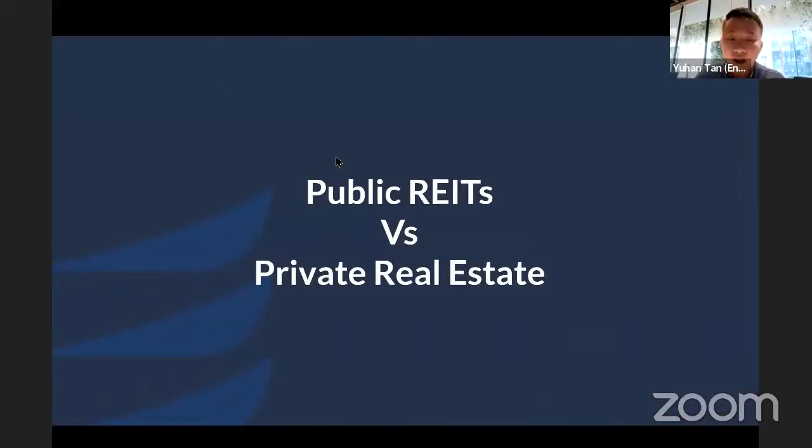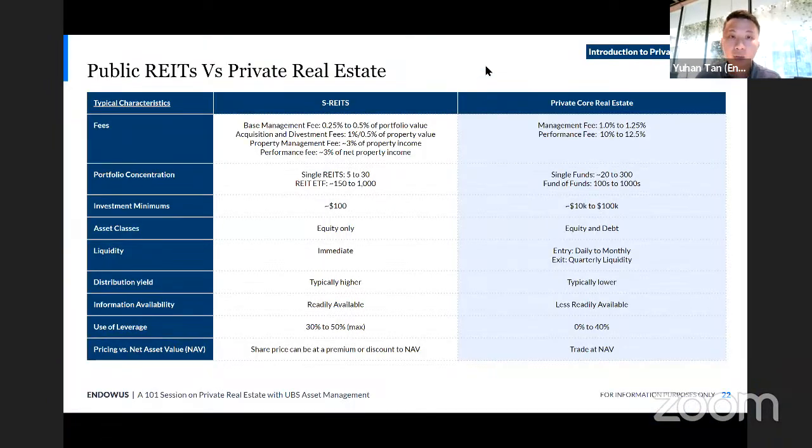Right, thanks, guys. And then, of course, many Singaporeans are actually already familiar with real estate investments via REITs. And this popularity has made S-REITs the largest REIT market in Asia, like Japan, with a total market cap of 100 billion Singapore dollars, and also possibly the world's highest percentage of the stock market at more than 10%. So with such a well-developed industry right here at home, do investors still need to look elsewhere for real estate exposure? So here we have a comparison between S-REITs and private core real estate funds.